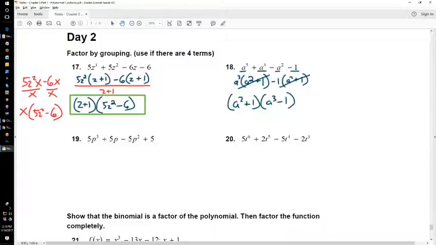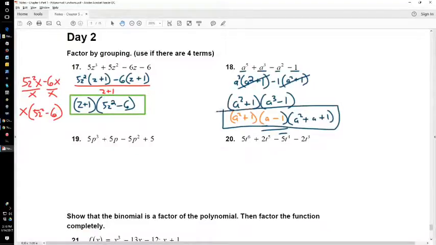If you remember, this is a difference of cubes. So if I wanted to, I could factor this down further. A cube: the cube root of a cubed is a. The cube root of negative 1 is 1, so we'll put a negative 1 because it's negative. And then we have a squared. Multiply the first, multiply the both, multiply the last. So it's a squared plus a, because that's a times 1, plus 1 times 1 is 1, so plus 1. So that would be the complete factored form for this one, if we were going that far.